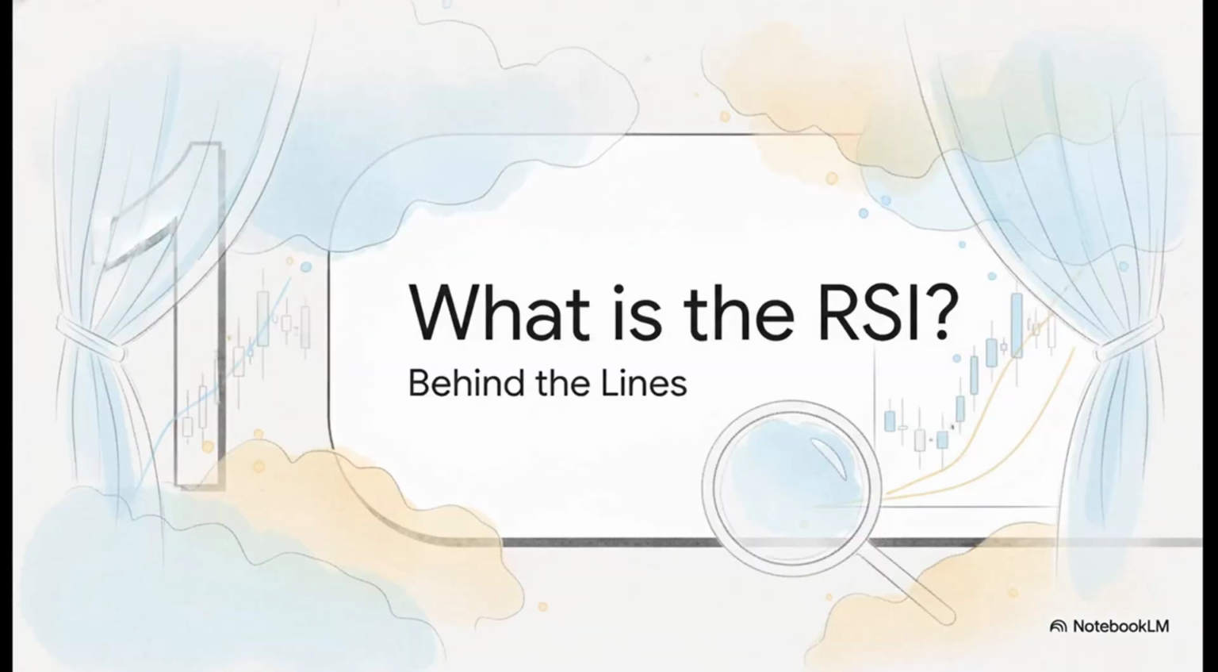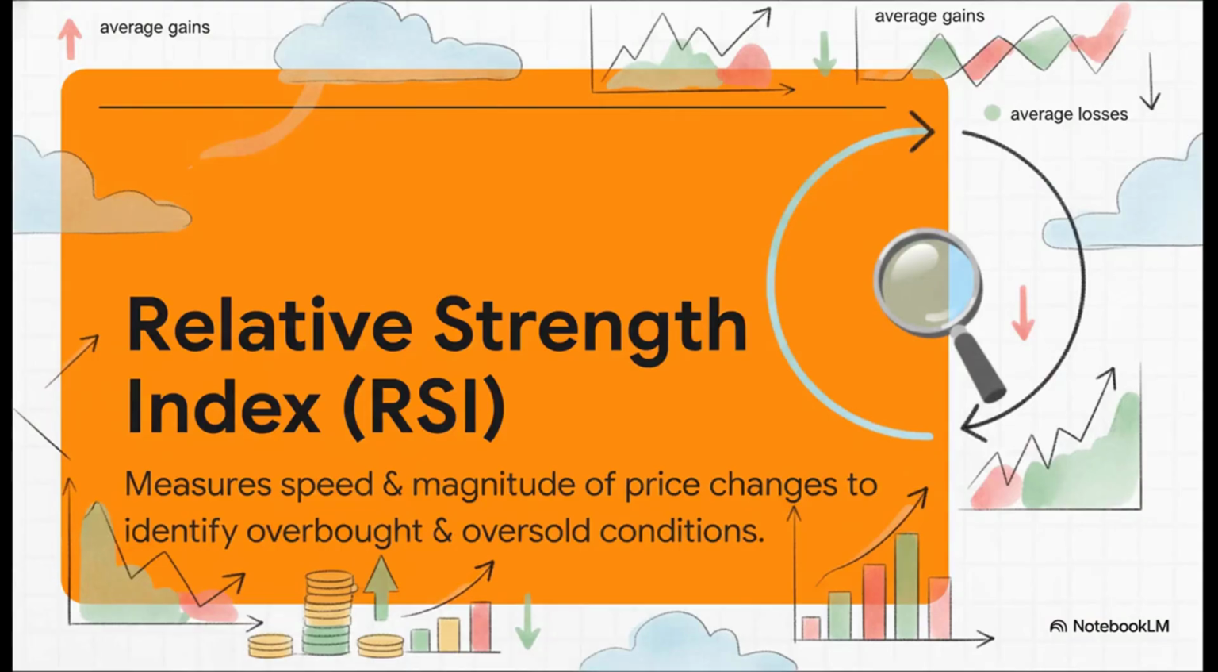All right, so first things first, what exactly are we even looking at here? Let's pull back the curtain on this thing called the Relative Strength Index. Think of it like this. The RSI is basically a momentum meter for a stock, or any asset. All it does is measure how fast and how big the price moves are. It does this by looking at the average gains on the up days and comparing them to the average losses on the down days, and it spits out one single, powerful number that helps us see if a stock has gone too far, too fast.